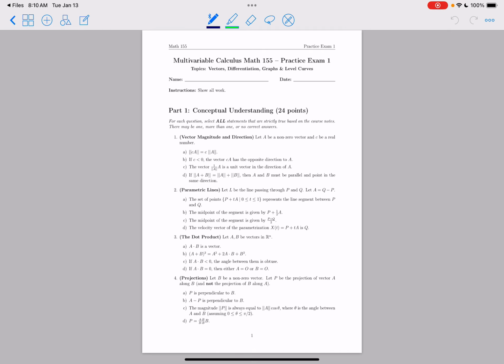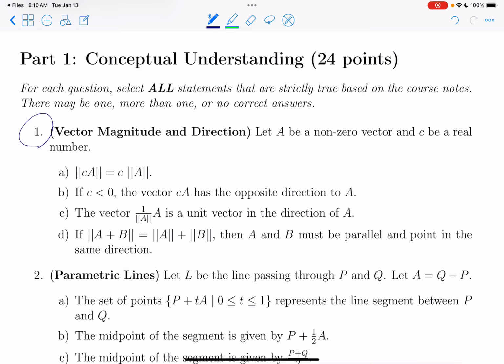Okay, read the first question, number 1. So this is wrong because when you pull a scalar out, you have to pull it out with the absolute value. So A is not correct. If C is negative, then CA flips direction, so it's opposite direction to A. Yep, that's correct.